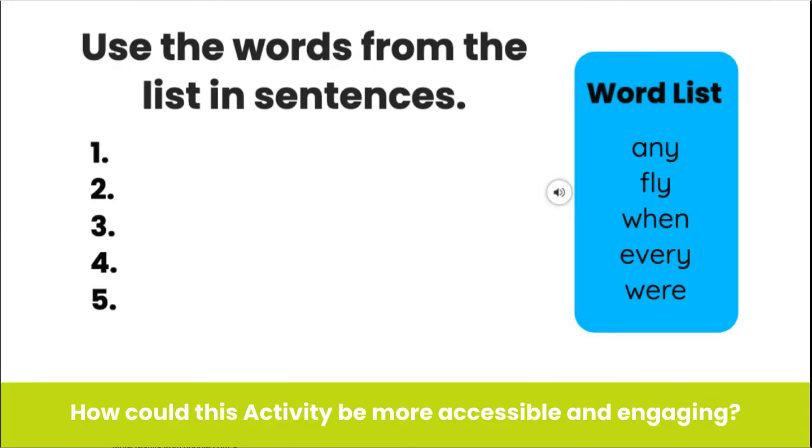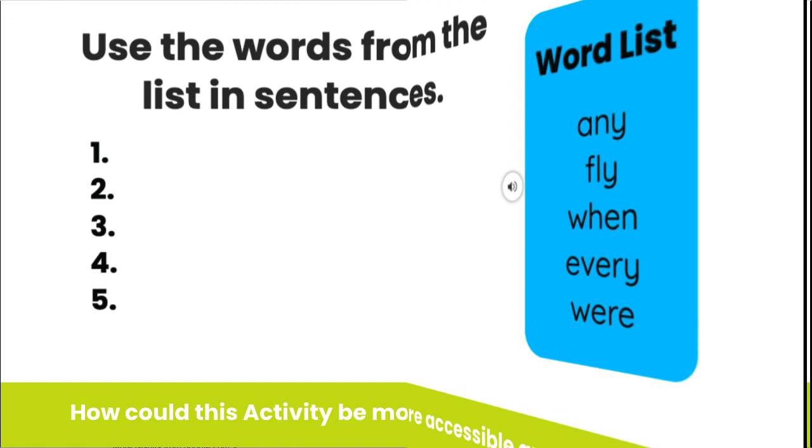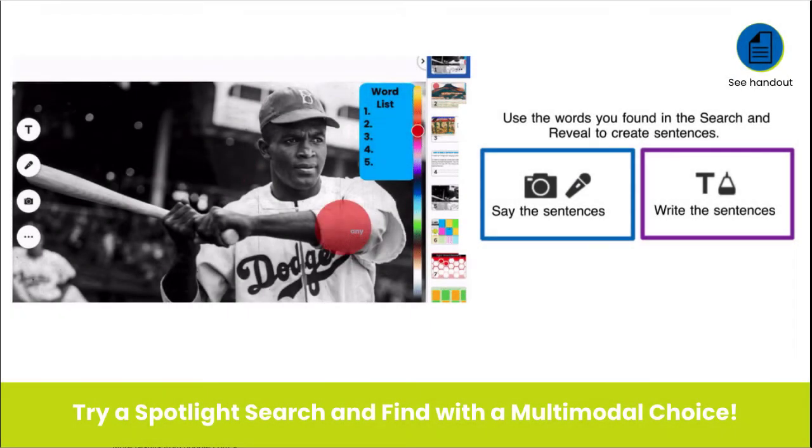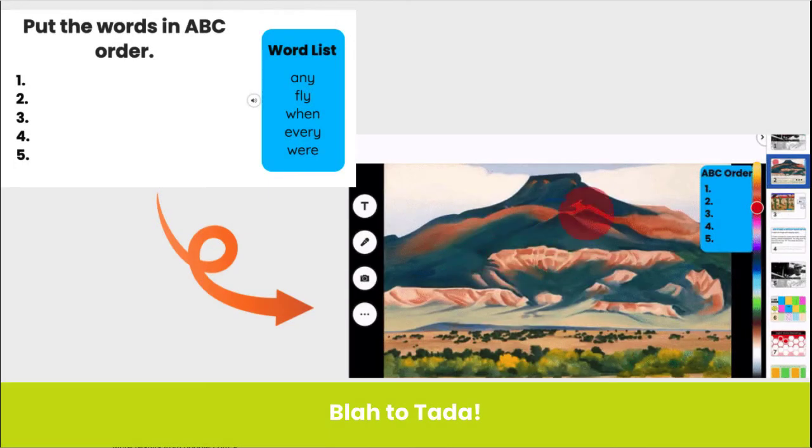This activity provides a word list and asks for sentences. It's great that it has a word list, it has some audio in there, but how can this activity include even more accessibility and be more engaging? Maybe try adding a choice with how students create sentences. Even better, have the students find the words with a search and find activity. Maybe instead of putting words in ABC order with a list, try using a search and find activity where students find the words, then drag them into ABC order.